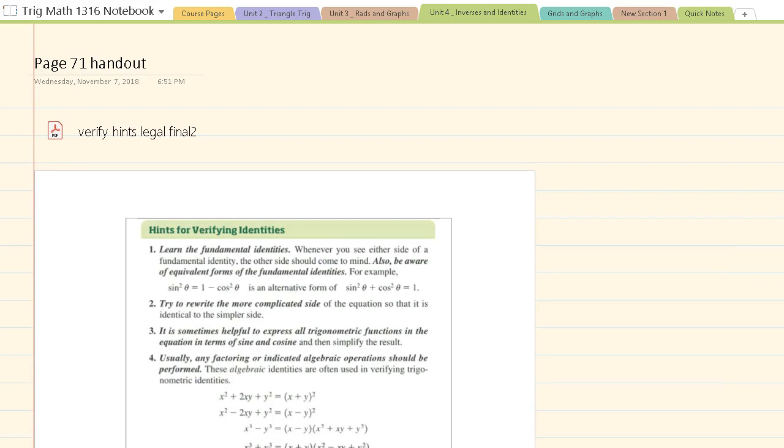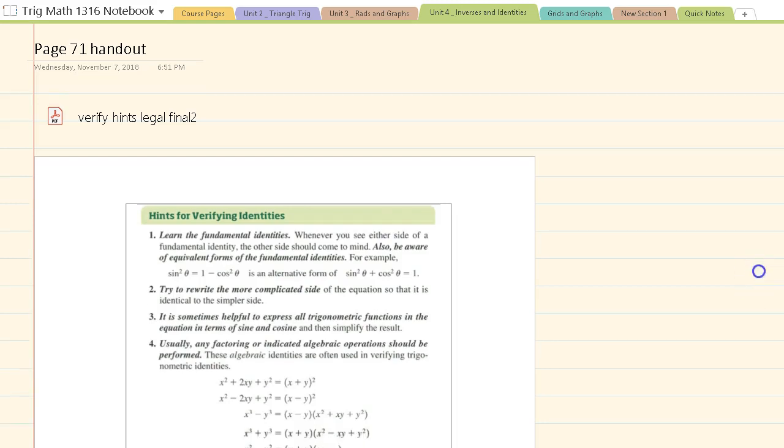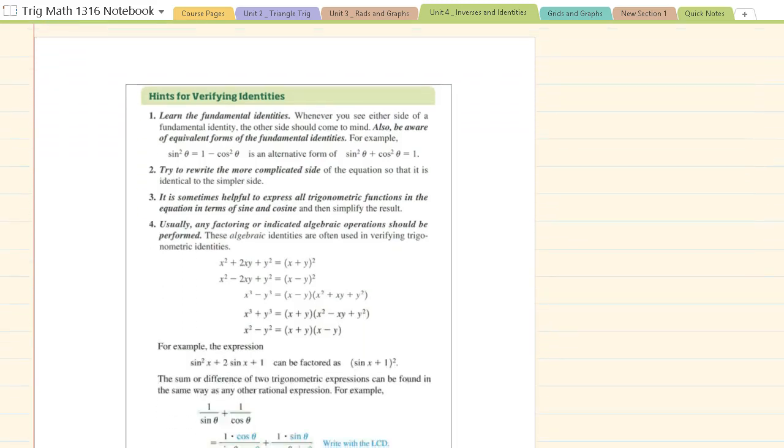So for page 71, I want you to print out this particular handout and tape it onto page 71. These are helpful hints for verifying identities. So that's the next thing that we're going to talk about. I want to highlight a couple of things here. One of the things it says for us to do is to learn our fundamental identities. And the big ones to think about are your Pythagorean, sine squared plus cosine squared is equal to 1, as well as different ways of writing that same one.